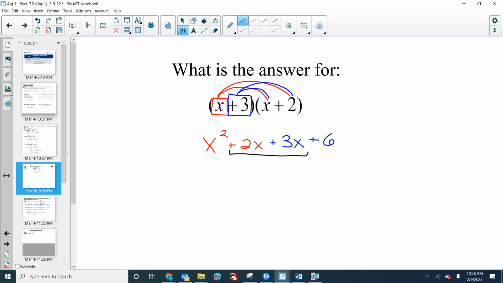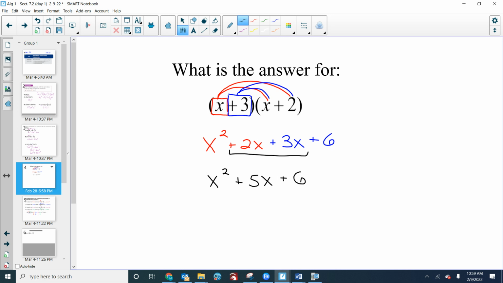I think they're multiplying. All right, so we have x squared plus 5x plus 6. That is our final answer, and it's written in standard form: greatest exponent down to the least exponent. Does that make sense to you?